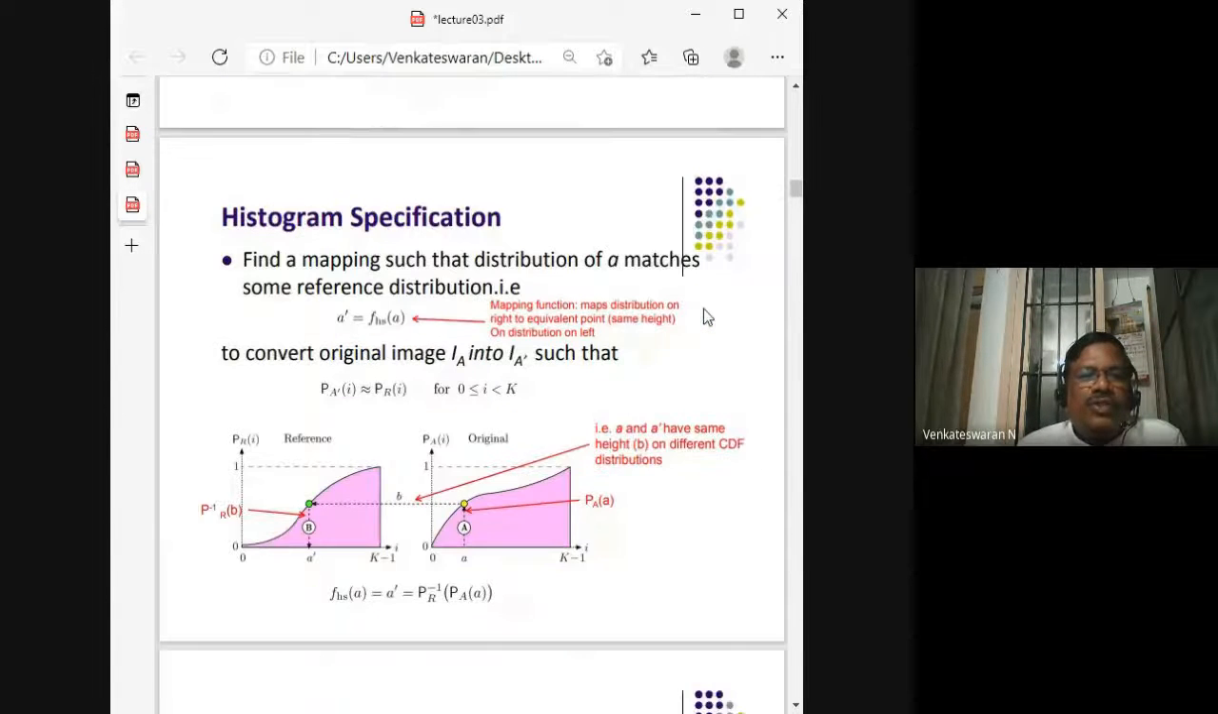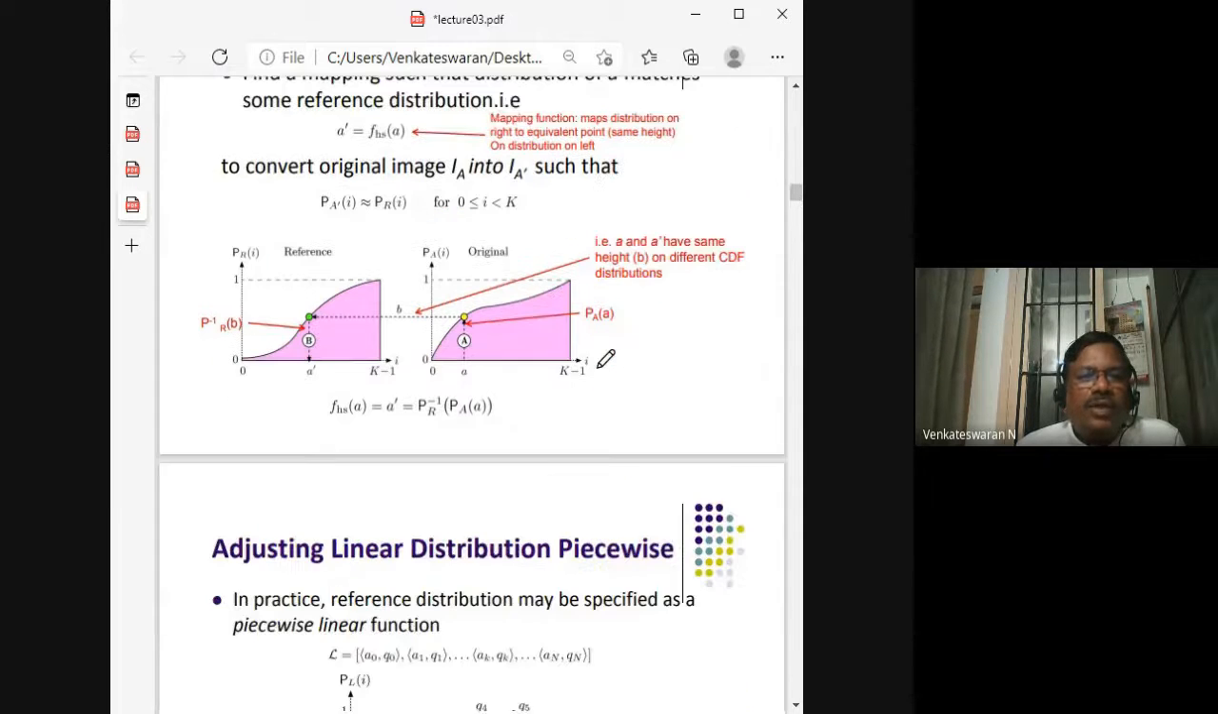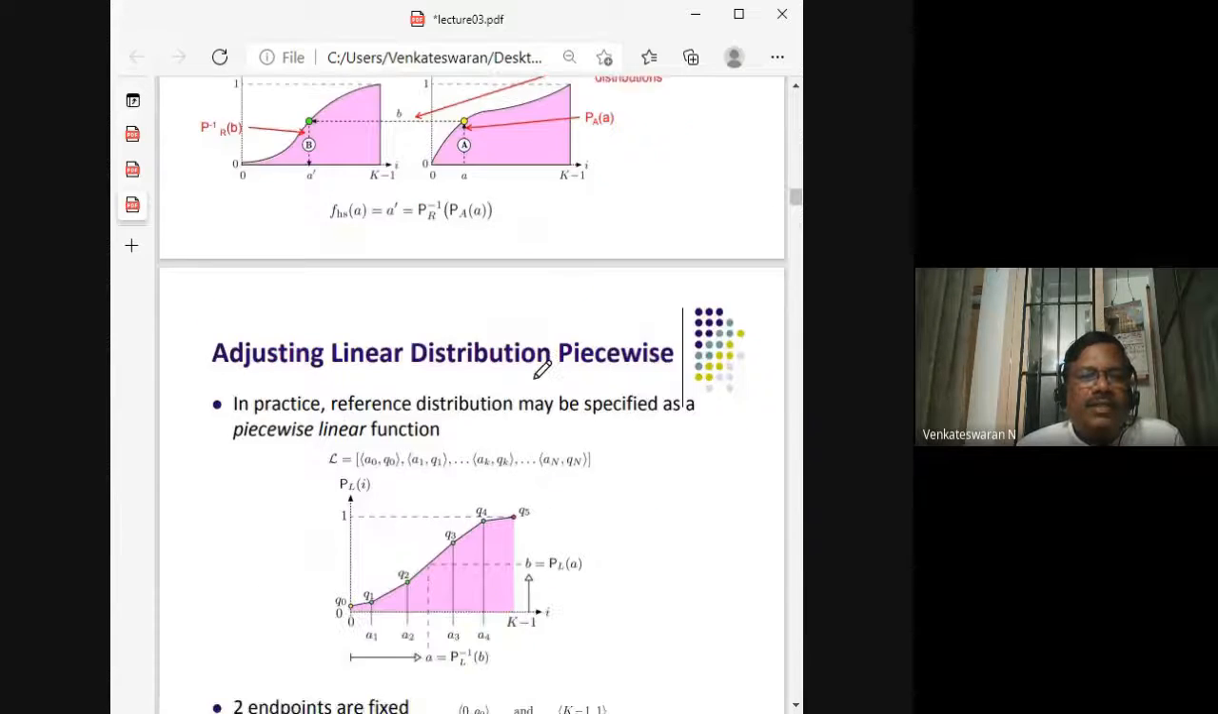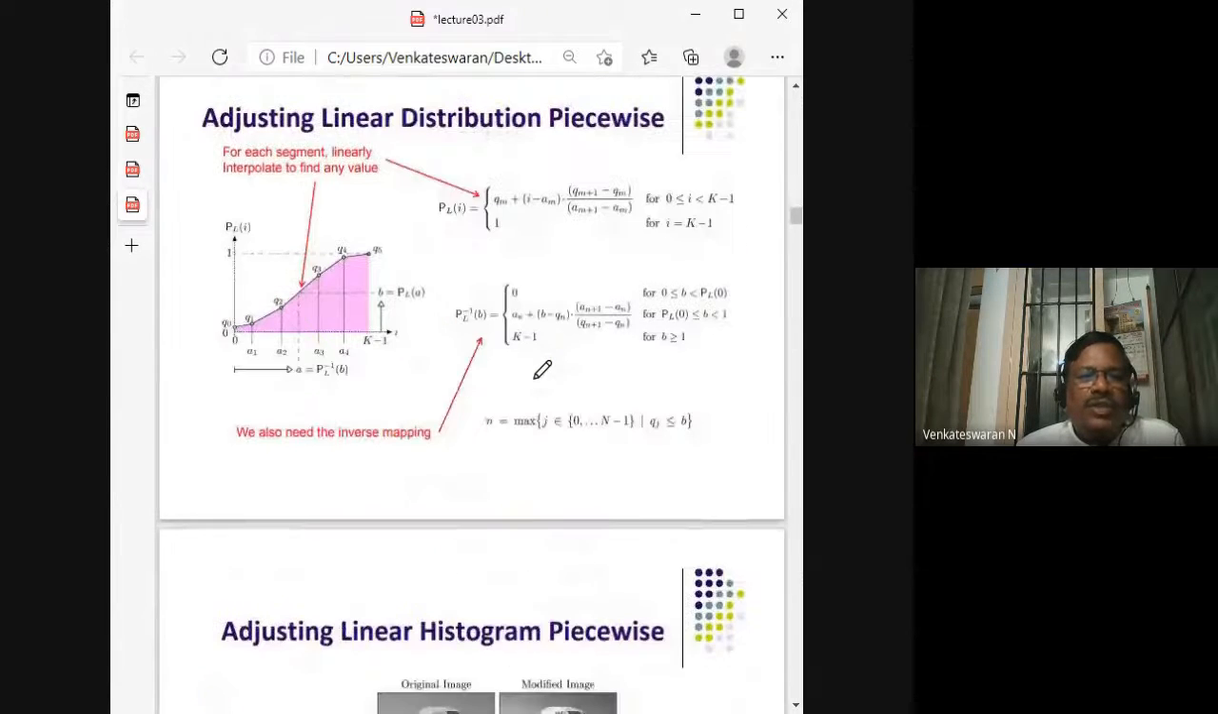However, the histogram specification is that we need to specify a particular histogram, convert all your input A to A dash, then you can plot the modified A dash and see whether these pixels are giving good results, right?